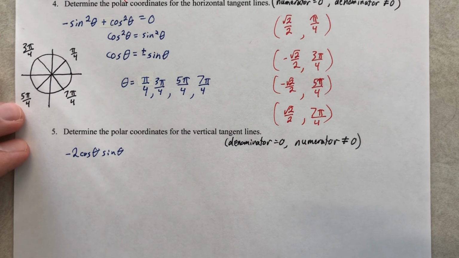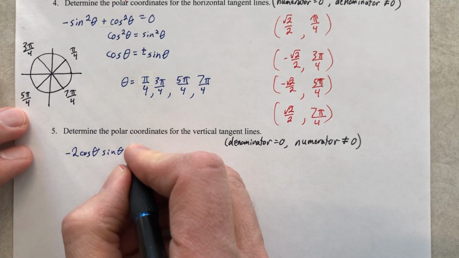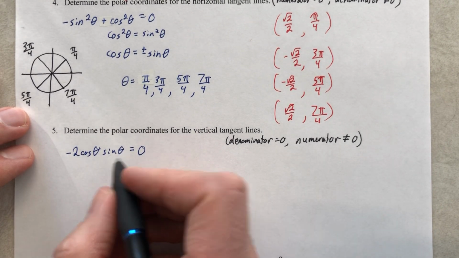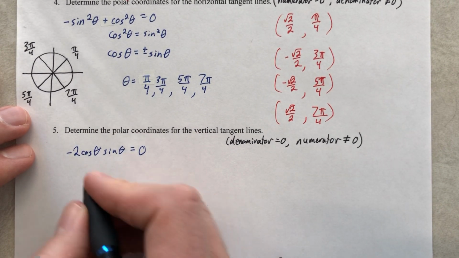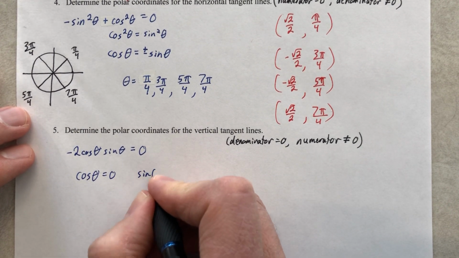And this is going to get real fun, so check it out. We're going to set this thing equal to 0. And when I do, I could divide by 2. So then I would have cosine theta, sine theta equals 0. So cosine theta equals 0, sine theta equals 0.